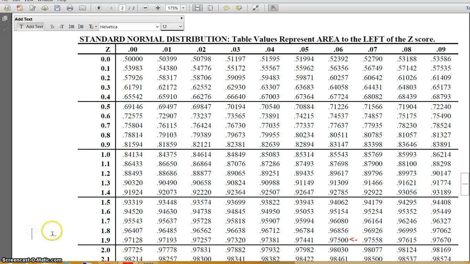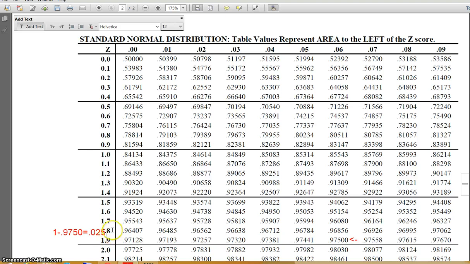Do it over here. So 1 minus 0.9750 is equal then to 0.025. And that would be our final p-value. So 0.025 would then be the upper one-sided p-value for a z-test statistic of 1.96.